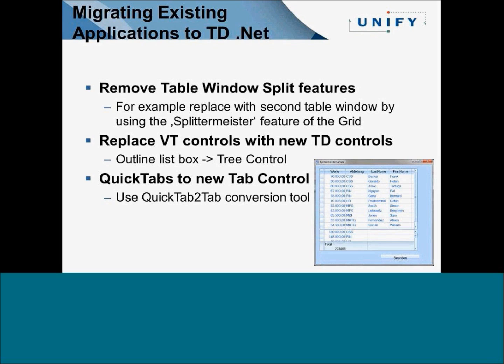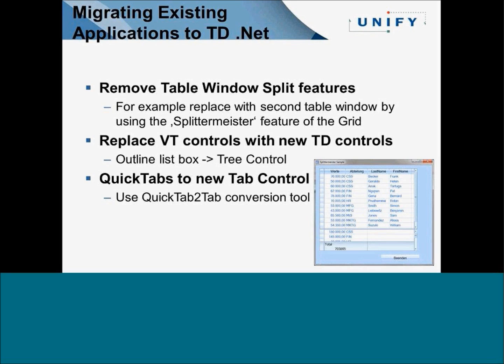So a lot of things are done by API calls, and you can also use them as properties inside the property settings. And for example, if you lose the outline list box, you can replace it with a tree control, which gives you many more possibilities and much more flexibility. This is really a very good tree control, and you can use it in such an application to navigate through data or through the whole application. And for the quick tabs, you can use the new native tab control inside Team Developer by using the quick tab to tab conversion tool.